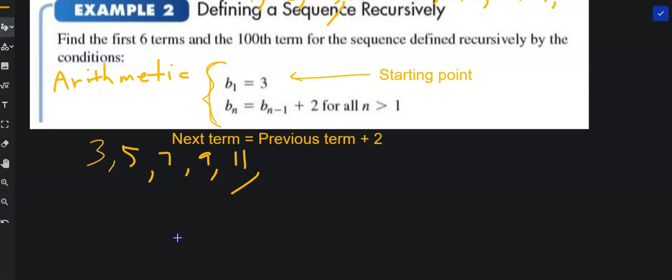You plug in a 1, you get 3. Plug in a 2, you get 5. Plug in a 3, you get 7. Plug in a 4, you get 9. Plug in a 5, I get 11. It is a linear function, right? It's got the same difference between the terms. In other words, we talk about it being a common difference.